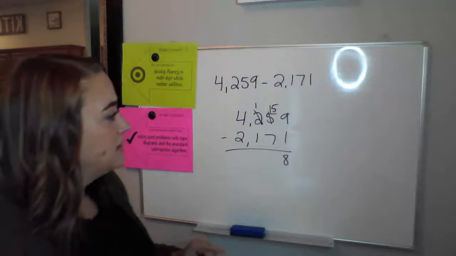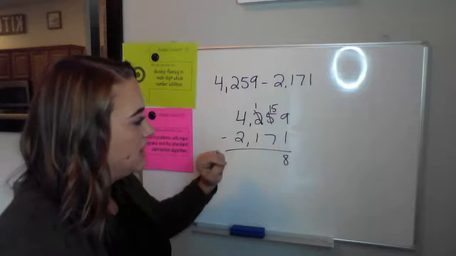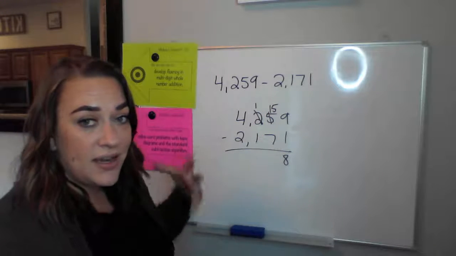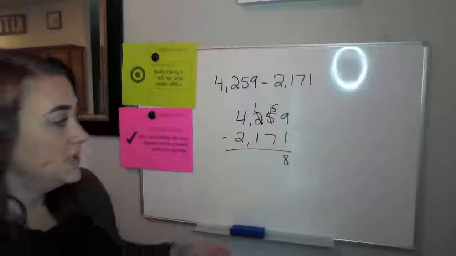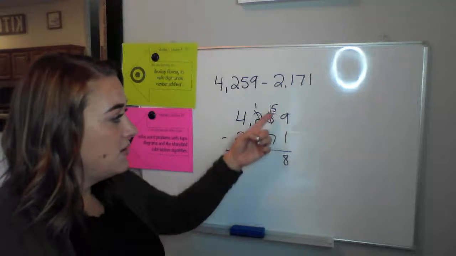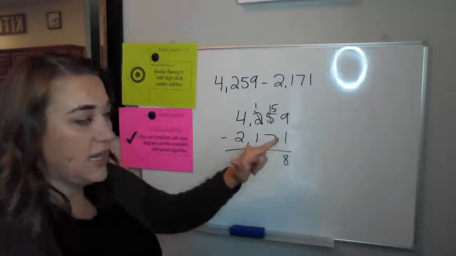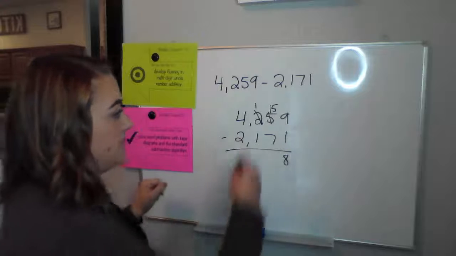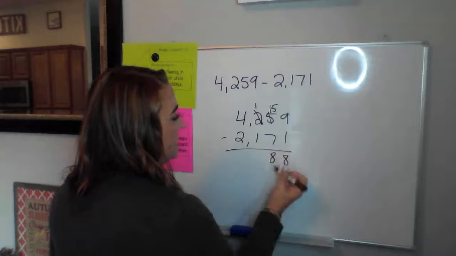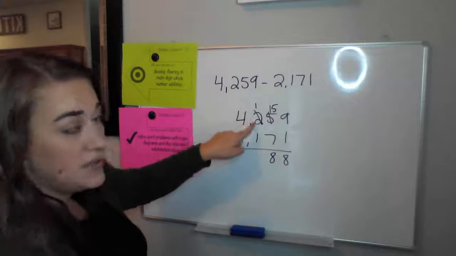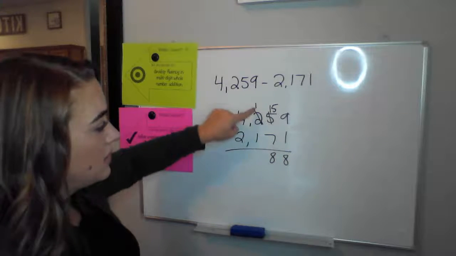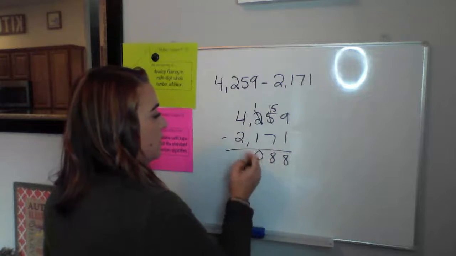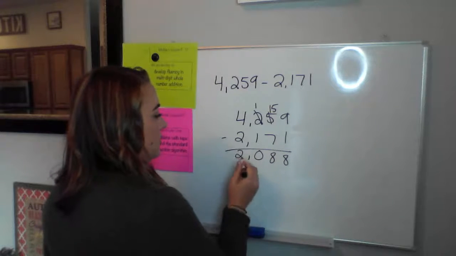Now I can subtract 15 minus 7. You can count up 7 to 15 if that helps you find the difference. We're going to say 7, 8, 9, 10, plus 5 more is going to leave us with 8. So 15 minus 7 is 8. Now this is 1, it's not 2, because remember we took that 10 away. So I have 1 minus 1 leaves us with 0. 4 minus 2 leaves us with 2.